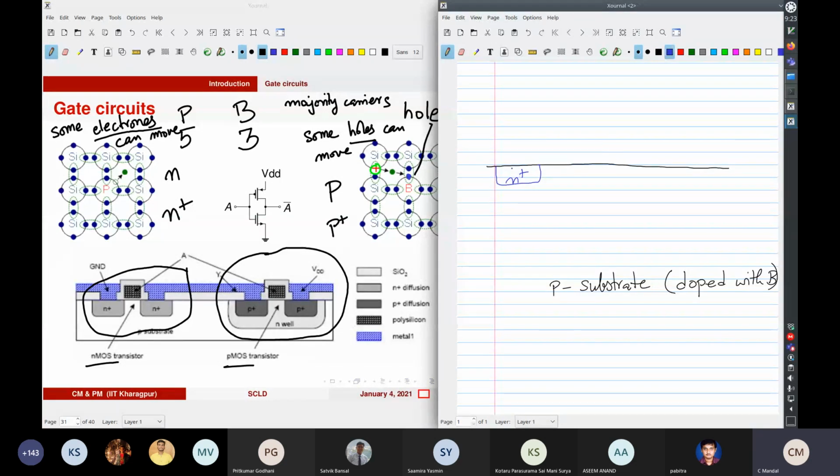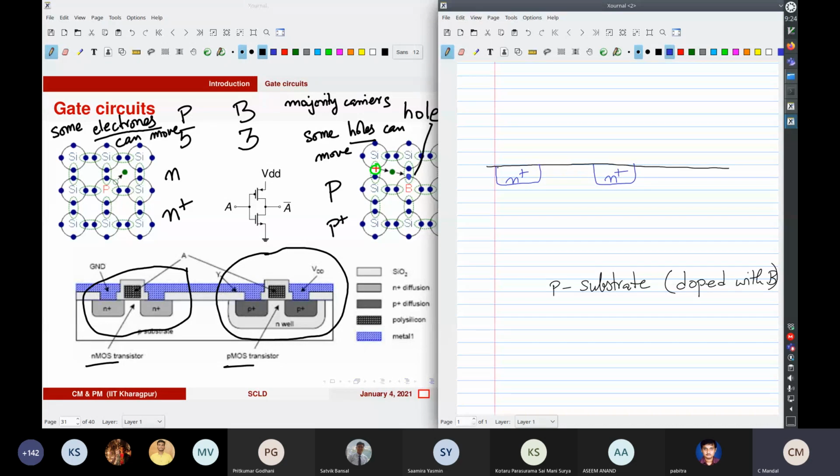And inside this, in this region, you are doping with phosphorus. So you might have read of methods like ion implantation and all that. So you are just pushing in some phosphorus atoms here, a good number of phosphorus atoms. All right. So that's why you're indicating it as N plus.